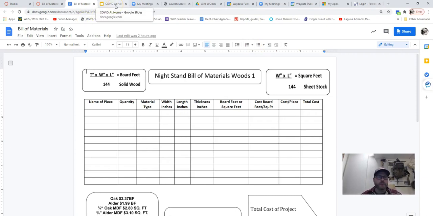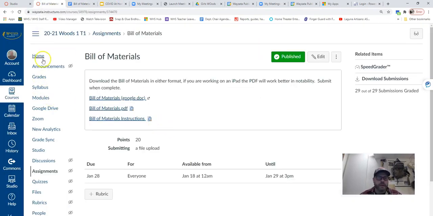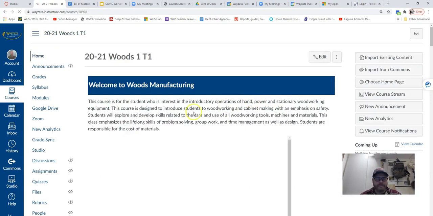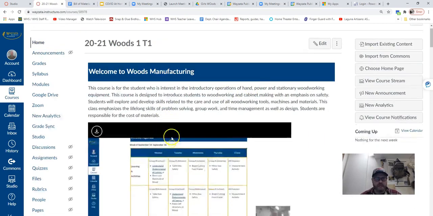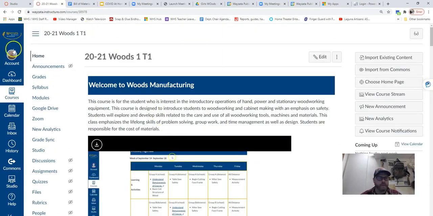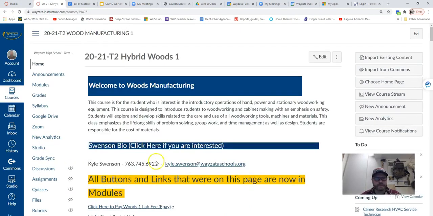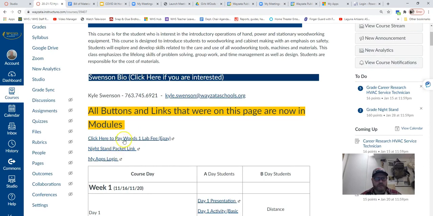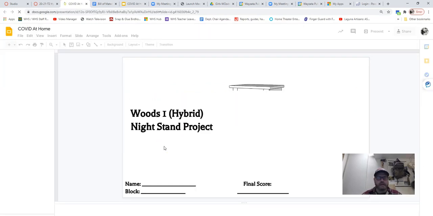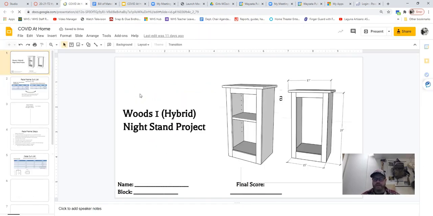I am also going to open up the nightstand packet, and right now it's housed right here. I'm on the wrong class. My apologies. It is housed right here, nightstand packet link, because this is where we're going to get the sizes for all of our pieces.